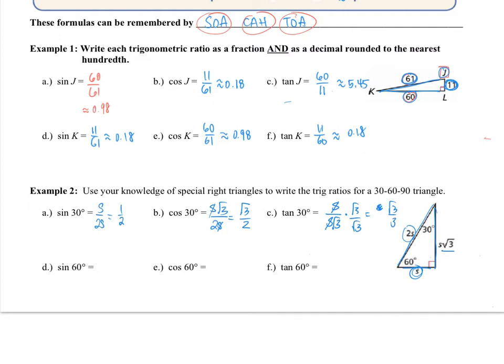And sine 60, opposite over hypotenuse. So that's s square root of 3 over 2s. And then cosine 60, adjacent over hypotenuse, so that's s over 2s. That's 1 over 2. And then we have tangent 60 degrees, which is opposite over the adjacent leg, so that's s square root of 3 over s, which is just square root of 3.